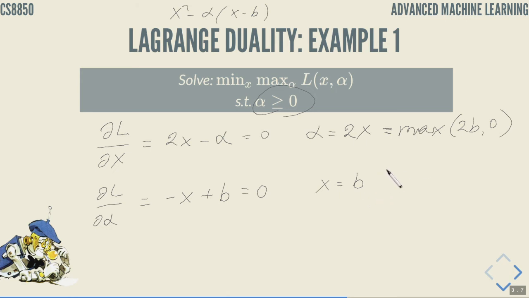Another way we could have written this, we could have written first that x equals lambda over 2, and then lambda would still be max of 2b and 0, but then x would be max of b and 0, right?